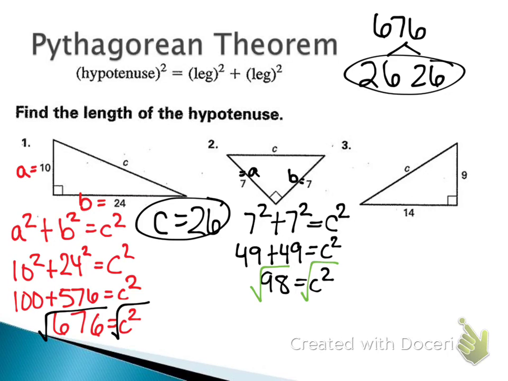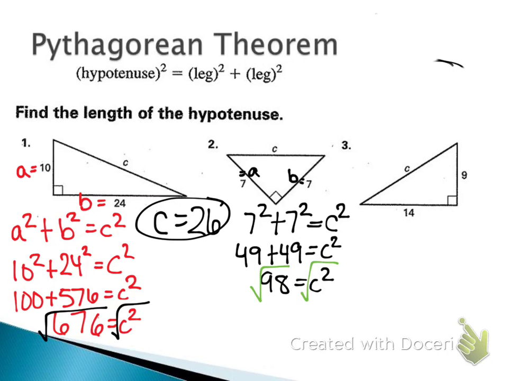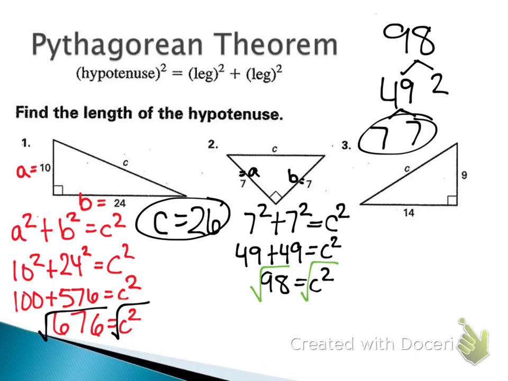No, it is not. So that means I am going to need a factor tree. I'll erase my last one. What can I break 98 into? Jaden? 49 and 2. 49 breaks into 7 times 7. We've got a pair of 7s, so that means that the square root of 98 simplifies to be what? 7 square root 2. So C is equal to 7 square root 2.